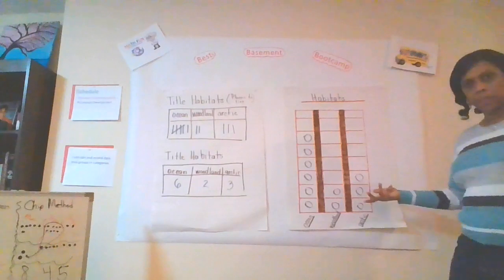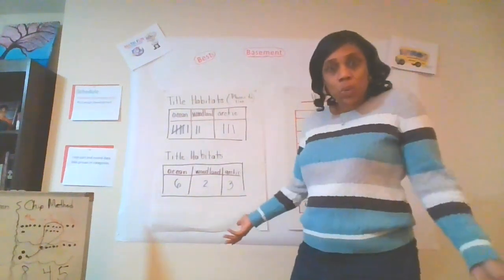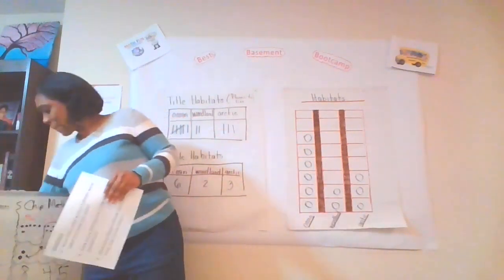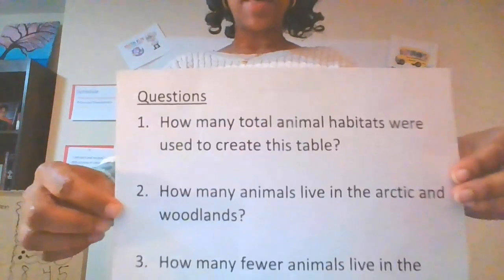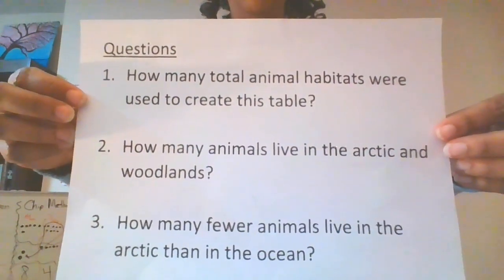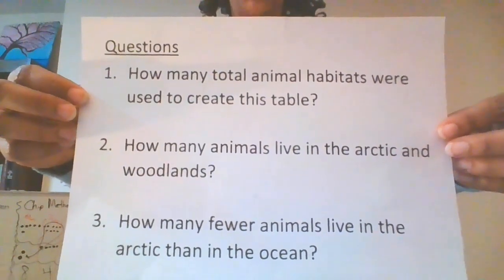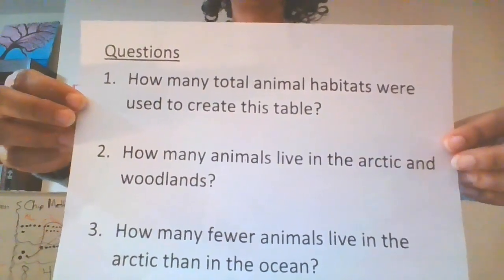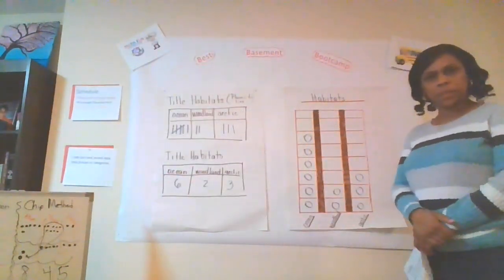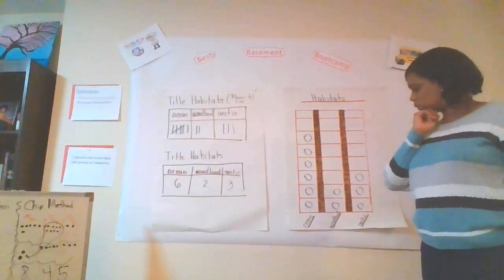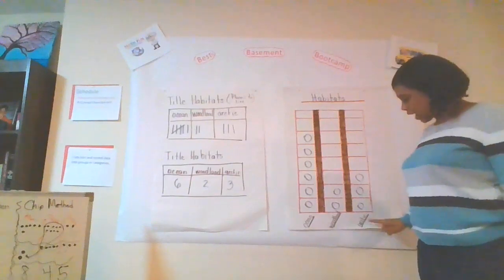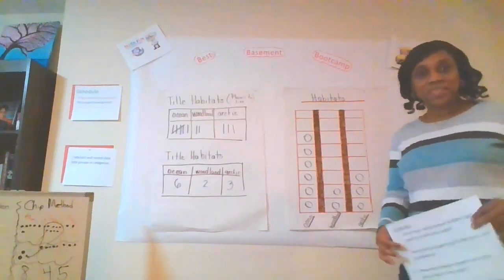Now we can take this information here and make it answer a few questions. Let's try. Question number 1. How many total animal habitats were used to create this chart? How many different places do these animals live in? If you said 3, you're right. Oceans, woodlands, and Arctic are our three. Let's look at another question.